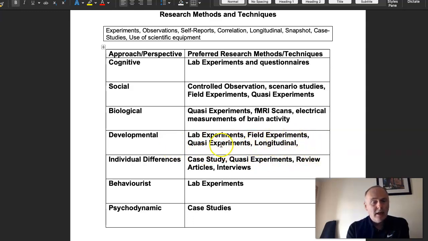Longitudinal studies, actually no, Kohlberg is a longitudinal study, isn't it? And a quasi experiment would be Lee et al, wouldn't it? Okay, so again, you've got things that are similar and things that are different in the research methods across different approaches.